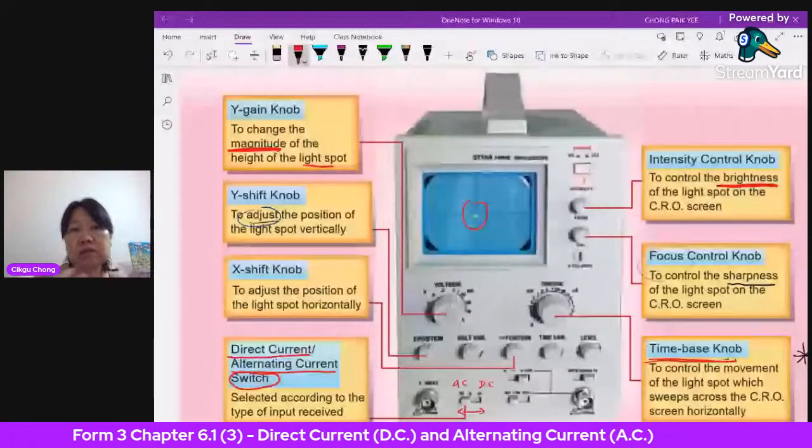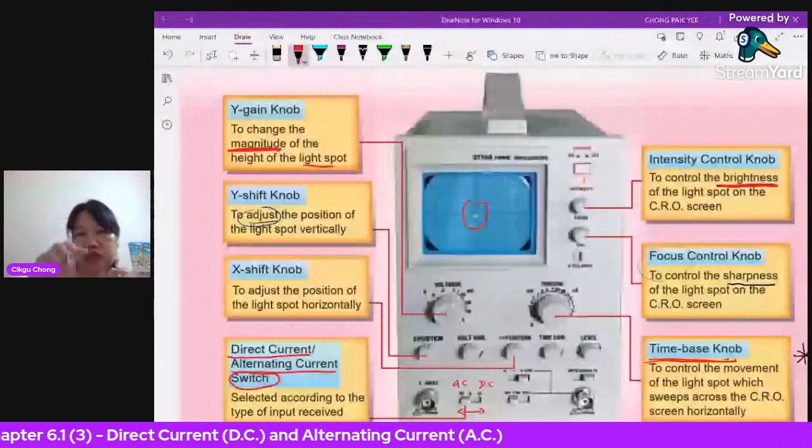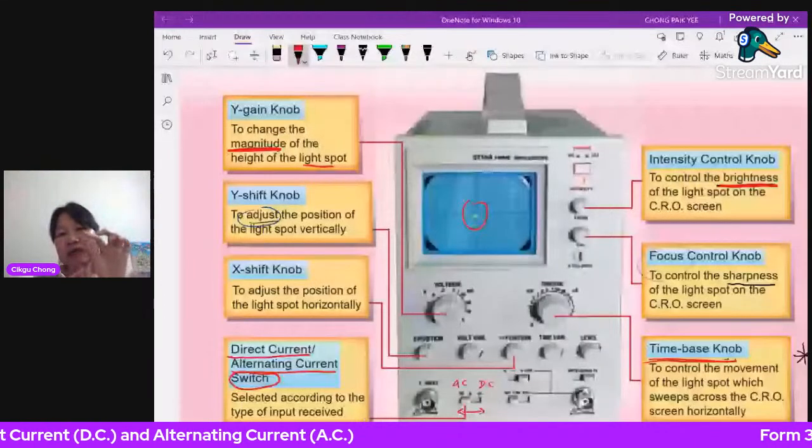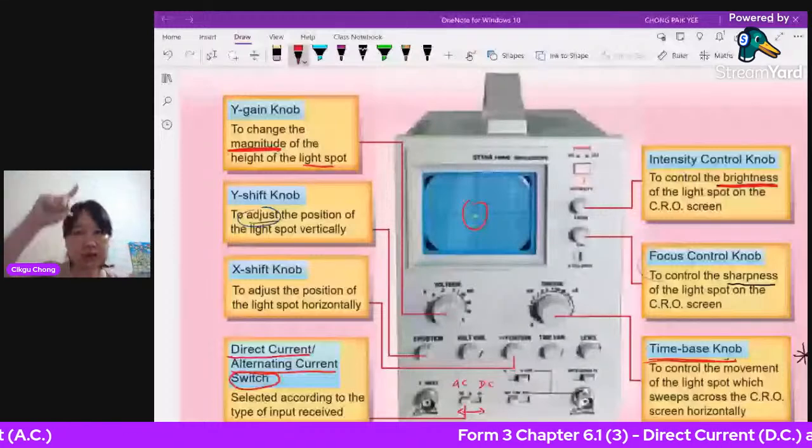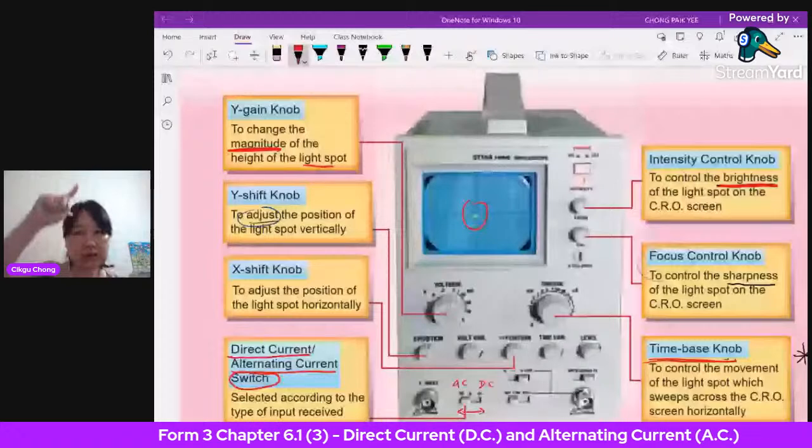How strong, how big, it's called magnitude. So when you switch on and increase the Y gain, you're actually pulling the dot. Instead of a dot, it's going to be a line now, because you're pulling it vertically, right? It becomes a line.